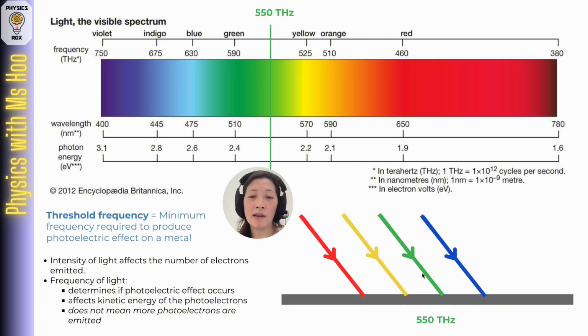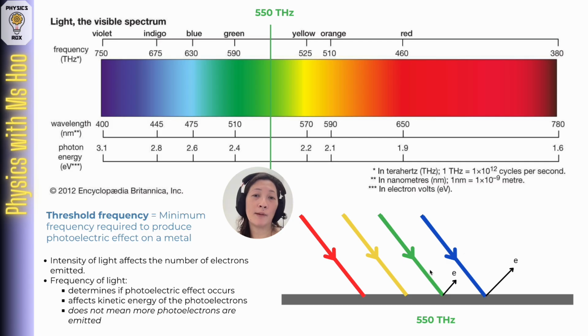Green light, depending of course on whether this green light has a greater frequency than 550 terahertz, if it does, yes, it can produce a photoelectric effect. This means that the photons of the green light can knock out a photoelectron. The frequency of blue light, as you can see from the spectrum, is clearly above 550 terahertz, which means that the blue light will be able to release photoelectrons as well. So if this metal has a threshold frequency of 550 terahertz, the red light and yellow light cannot produce a photoelectric effect, but the green and blue light can.